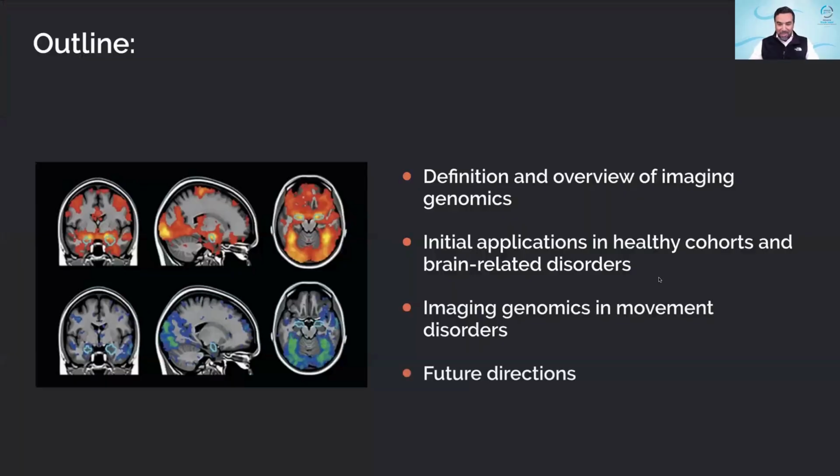And this is the outline of my talk. We'll start with a definition and overview of the imaging genomics field. I will hopefully quickly run through some of its initial application, mostly in healthy controls and some brain-related disorders. And hopefully we'll get the time to spend some time to talk about imaging genomics and movement disorder. And I will end up with future directions if the time allows.